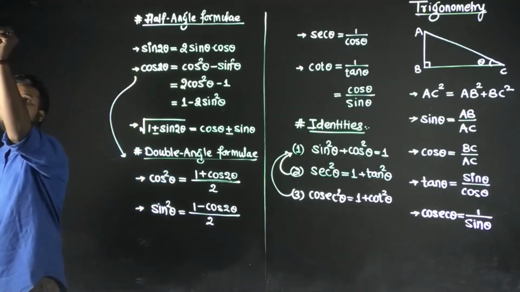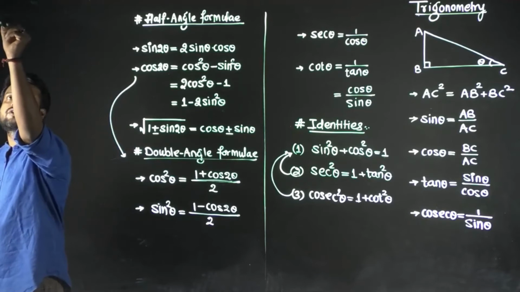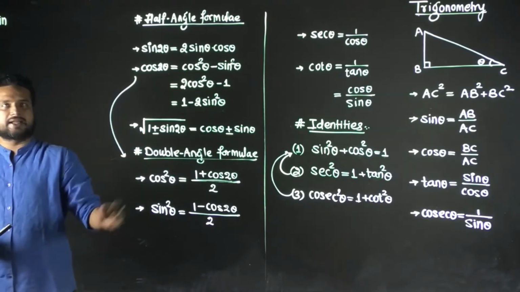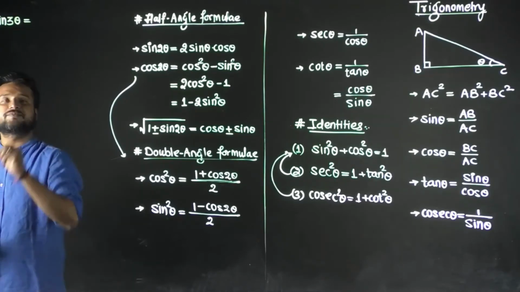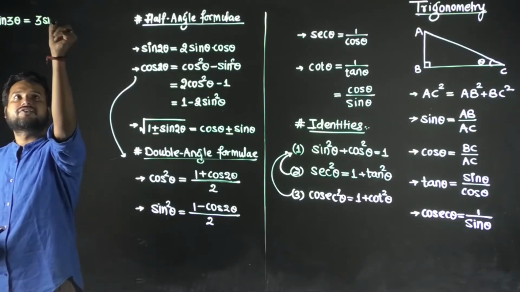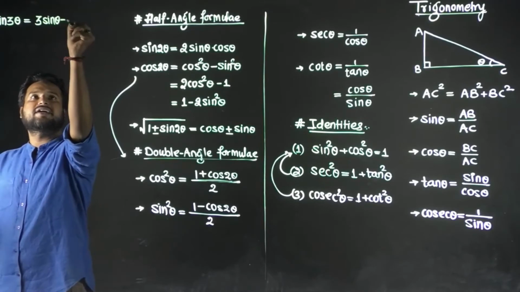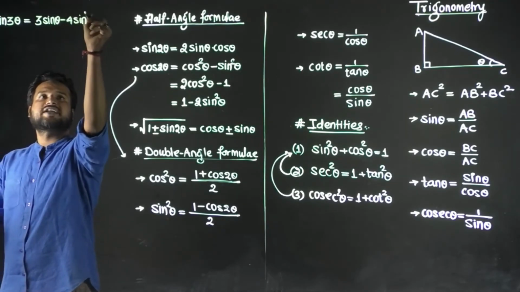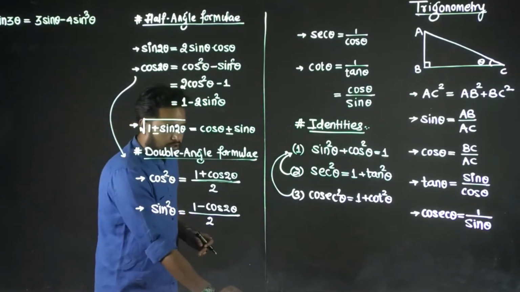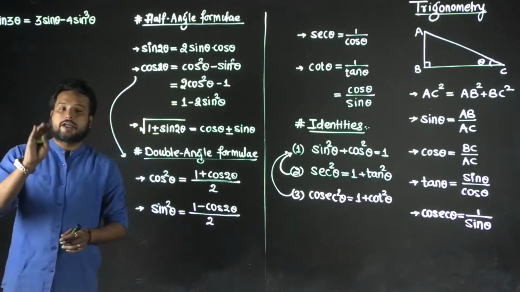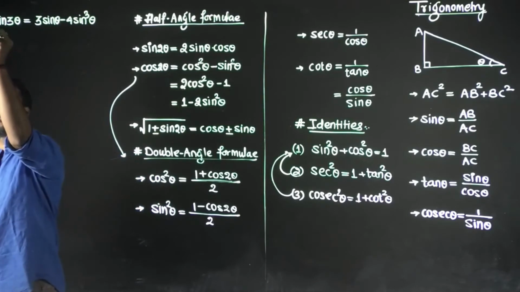Okay. Similarly, I do have a few more formulae. I'll write it over here. Now this is not in the category of the double angle formula. This is something else. Sine 3 theta. What is sine 3 theta? Sine 3 theta is 3 sine theta minus 4 sine cube theta. Again, this is something you have studied in 11th standard only. Okay. Now from this I can get one formula.